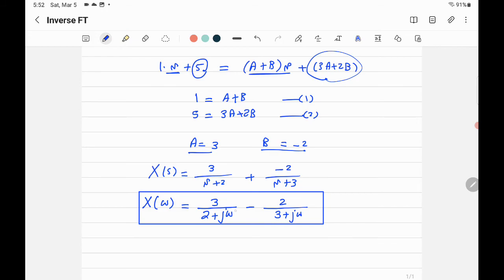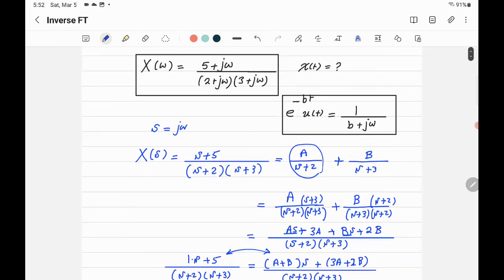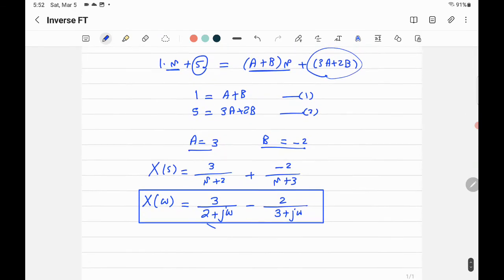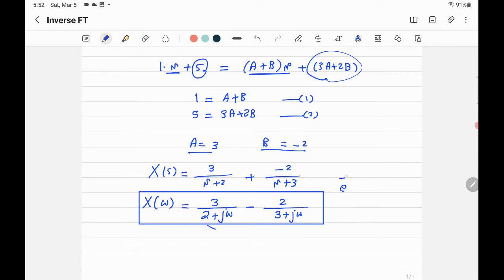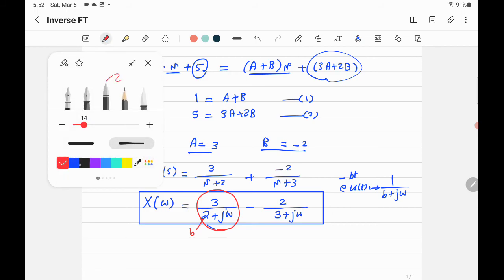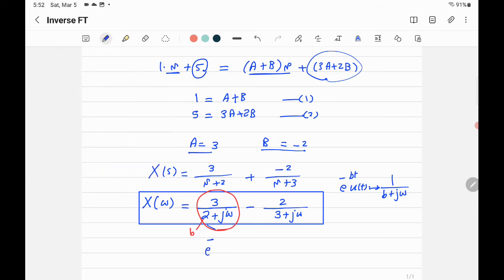Let me remind you. Now it's easy. Each term has an inverse. Why? Because e to the power of minus bt u(t) has Fourier transform 1 over b plus j omega. Let me write the same expression next to it here: e to the minus bt u(t), its Fourier transform is 1 over b plus j omega. So in the first term that we have here, you have 2, so that's your b, right? So the answer for this one will be e to the power of minus 2t u(t). But you have 3 here, so multiply it by 3.